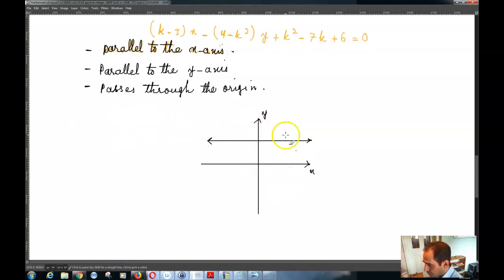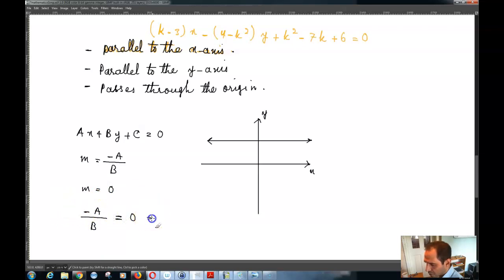denote the equation of any line in the xy plane as ax plus by plus c is equal to 0, and you know that the slope of the line is basically negative a by b, then that means that your slope has to be equal to 0, because that is the slope of the x-axis. M has to be equal to 0. That means that negative a by b has to be equal to 0, and that means that negative a has to be equal to 0, which means that a has to be equal to 0. And you know that a is the coefficient of x over here.